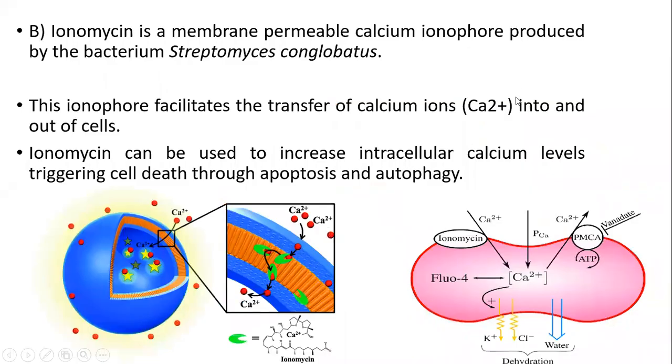Okay, now something else. That was your calcimycin. Now ionomycin. This is ionomycin. It's a membrane permeable calcium ionophore which is produced by the bacterium Streptomyces conglobatus. Now this ionophore facilitates the transfer of calcium ions into and out of the cells. It can be used to increase the intracellular calcium levels, triggering cell death through apoptosis and autophagy.